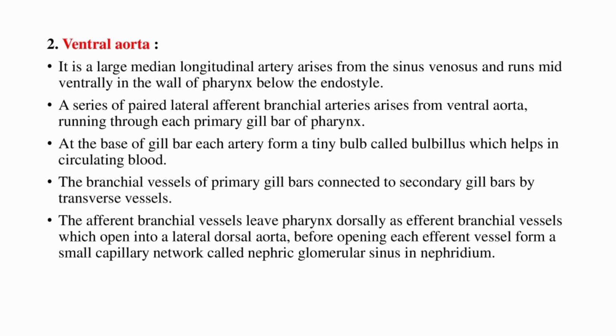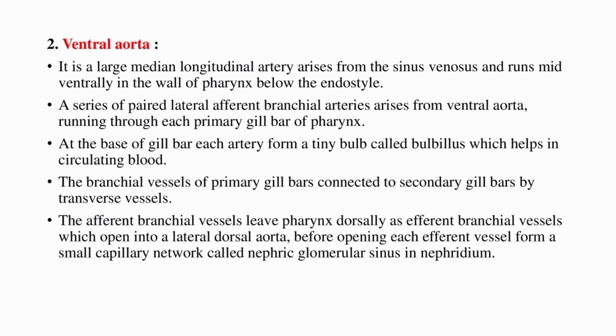pharynx below the endostyle. A series of paired lateral afferent branchial arteries arises from the ventral aorta, running through each primary gill bar of the pharynx. At the base of the gill bar, each artery forms a tiny bulb called a bulbillus, which helps in circulating blood. The branchial vessels of primary gill bars are connected to secondary gill bars by transverse vessels.